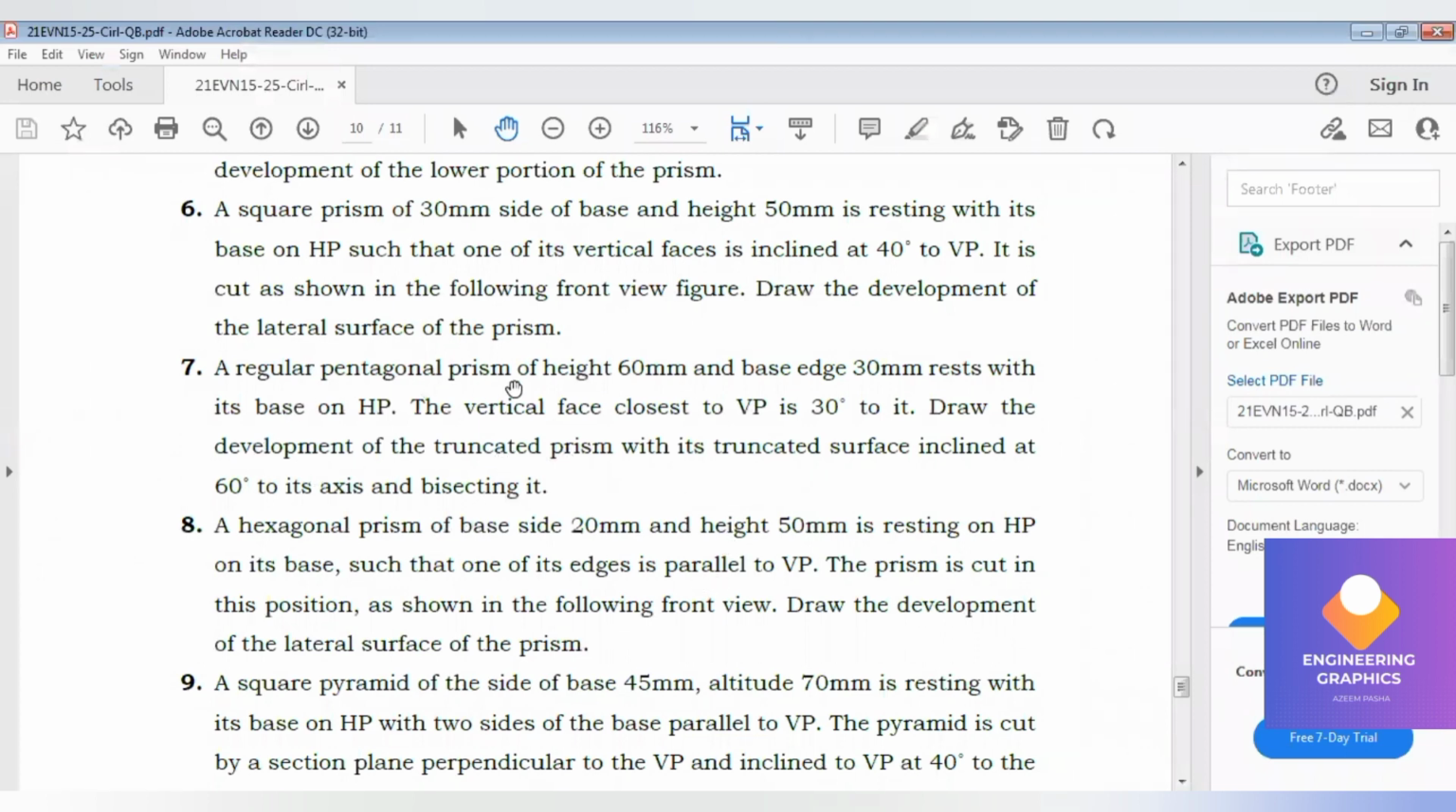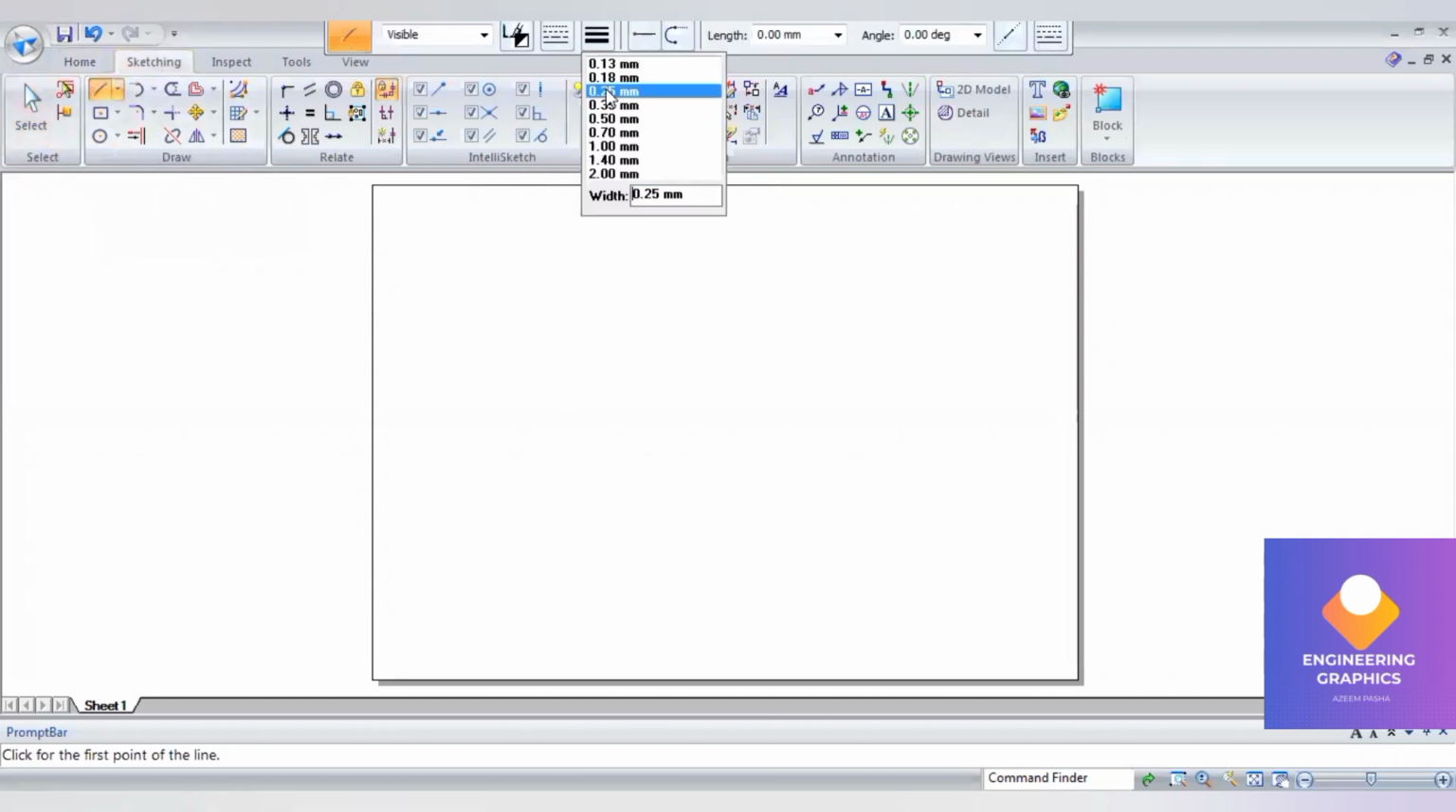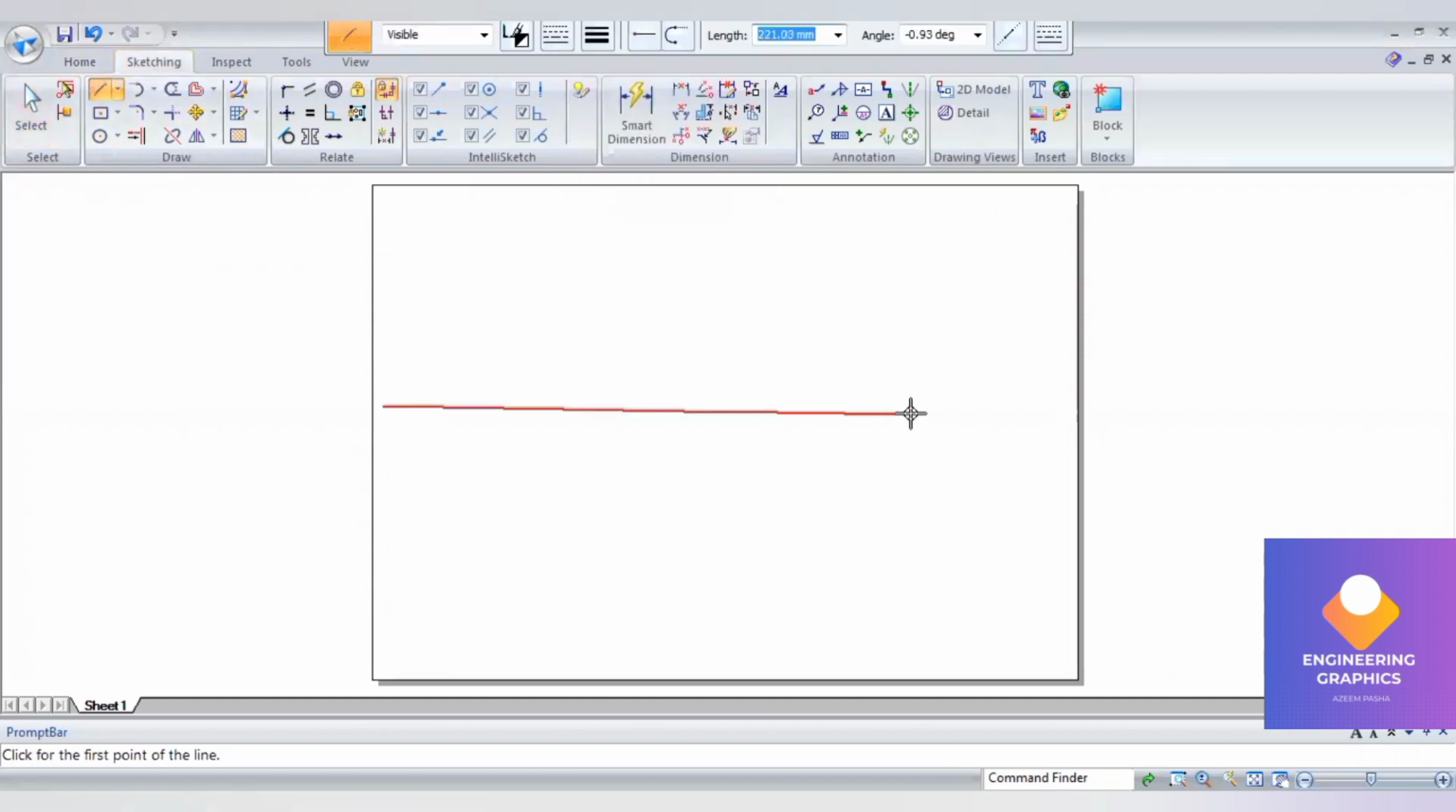So now we move on to problem number 7. You can see that here we have to construct a pentagonal prism of dimension 30, height 60, resting on its base on the HP. The vertical face closest to the VP is at 30 degrees to it. So that means when we draw an XY line, we should construct one 30 degree angle line, and we place our pentagonal lamina with respect to one of its edges on the 30 degree angle line. Okay, that's what is given in the question.